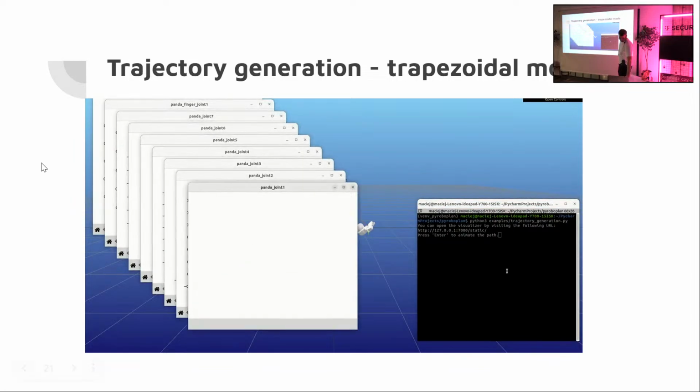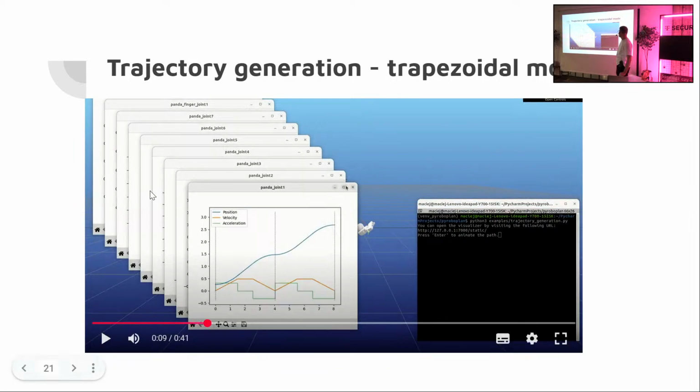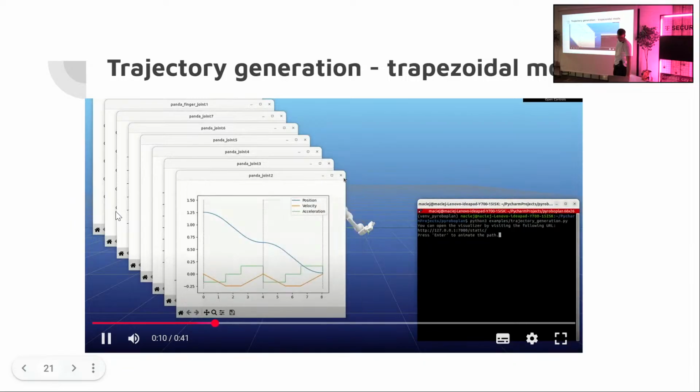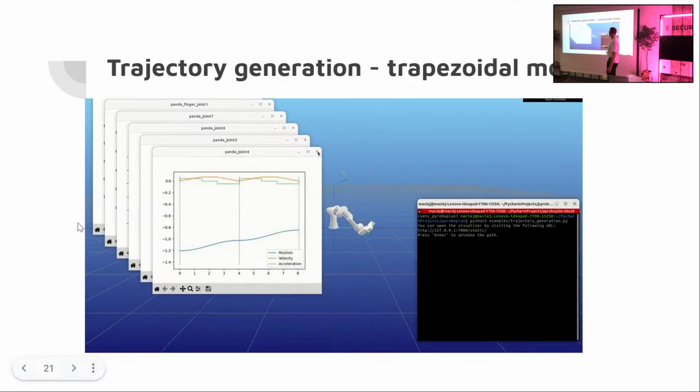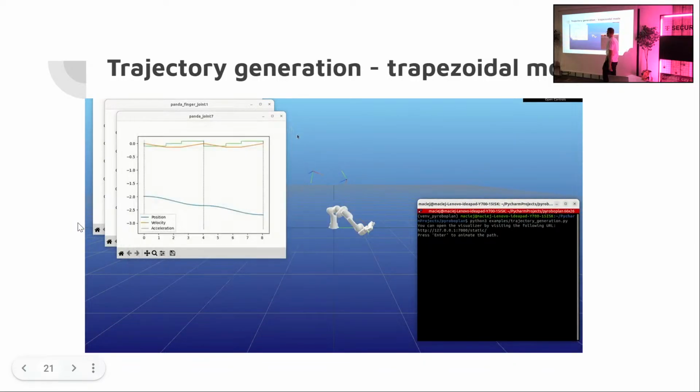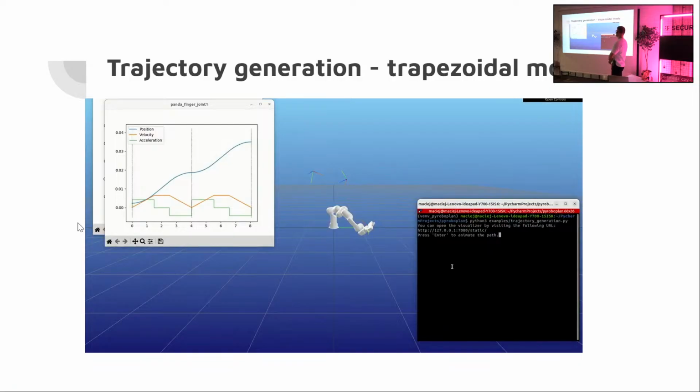So we get a lot of plots, one plot for every joint. And here we can see the position, velocity, and acceleration of each joint. And the robot will be moved according to these curves. And of course, you can see trapezoidal mode means the velocity has a trapezoidal shape.